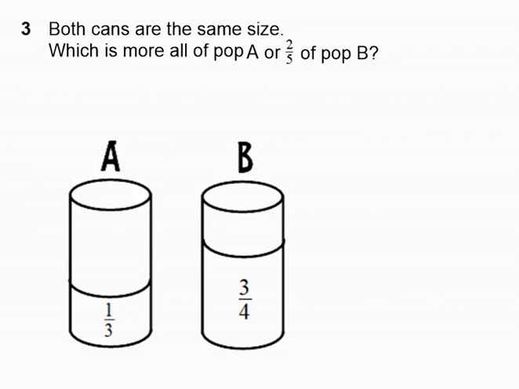Question 3. Both cans are the same size. Which is more? All of pop A, so all of this pop right here, or 2/5 of 3/4. So 2/5 is just a little bit less than half, so 2/5 of the 3/4 of pop. Okay, so not all of the 3/4, but 2/5 of the 3/4. Now, for those of you who need a hint, remember I did say the word of, so 2/5 of 3/4. Good luck to all of you with this question, but what one has more pop, A or B? All of pop A or 2/5 of what remains in pop B?